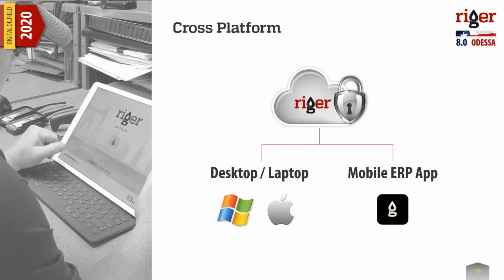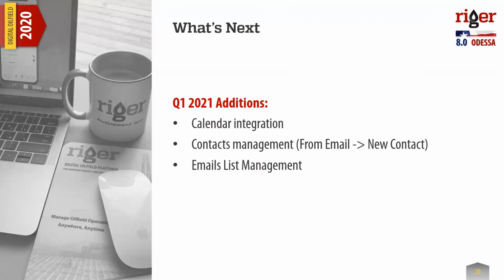Now, we've just started using this module, and we've just recently developed it, but definitely we have big plans on developing this module more and more and adding new functionality to it. So for the first quarter of 2021, we're going to add a calendar integration to the email as well. So now you can generate a calendar entry from the email, and that will be your actionable item on the calendar. We are also going to add contacts management and improve these capabilities more.